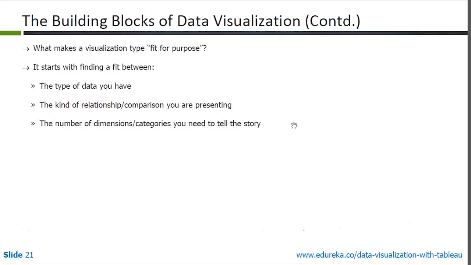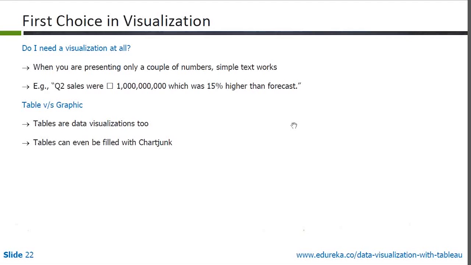So what do you mean by fit for purpose? Number one, the type of data you should have. You should be able to compare, give a presentation which is comparative, and it should also be multivariate. The things which I told you are all getting connected to each other. So when you are presenting only a couple of numbers, just use words. For example, Q2 sales were so many dollars, which was 15% higher than forecast. This is one sentence, write that sentence. However, if you have to show Q2 versus Q3 versus Q4, across time, versus multiple products, use a chart.